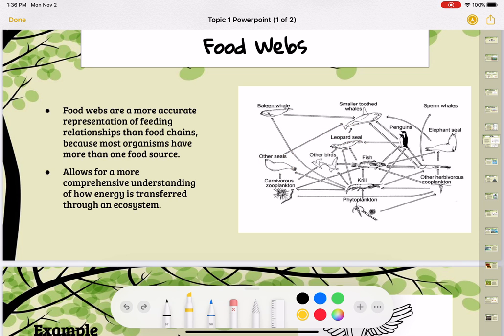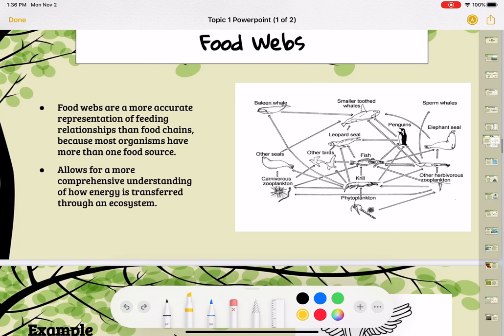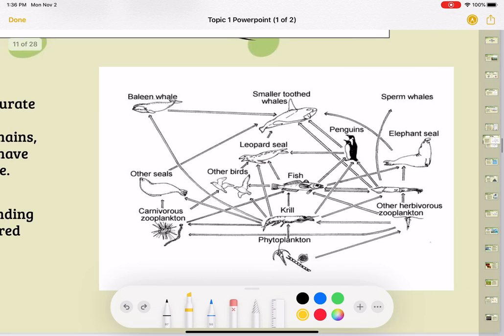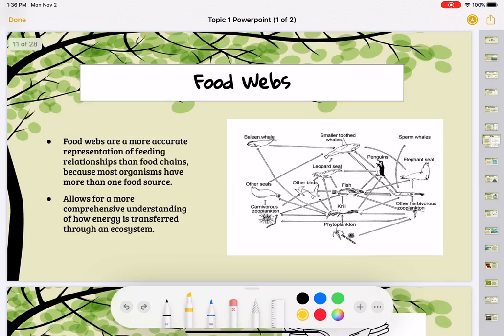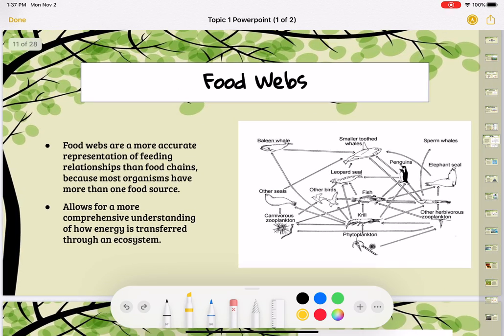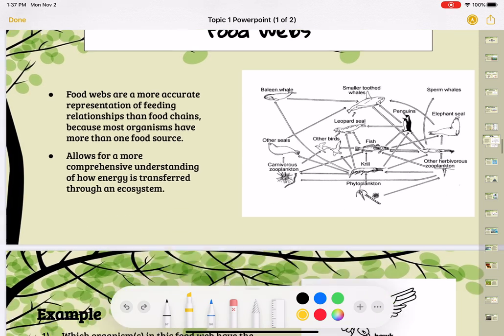It says food webs are a more accurate representation of feeding relationships than food chains because most organisms have more than one food source. This allows for a more comprehensive understanding of how energy is transferred through an ecosystem. All right? So more realistic of life is we would make these sort of food webs. Okay? And if we were in class, we would do an activity about this. And we might do that this week depending on time.